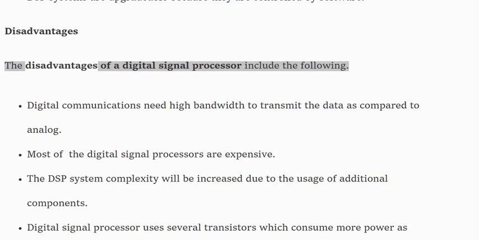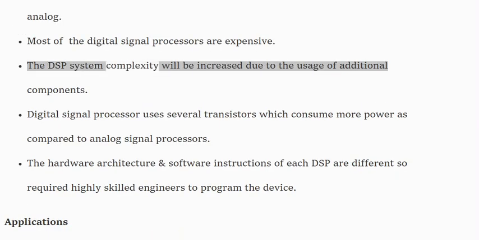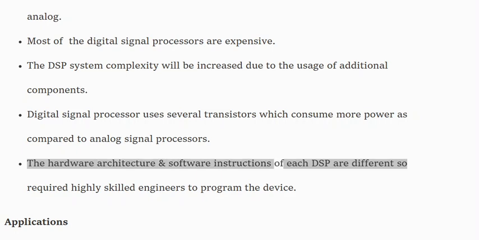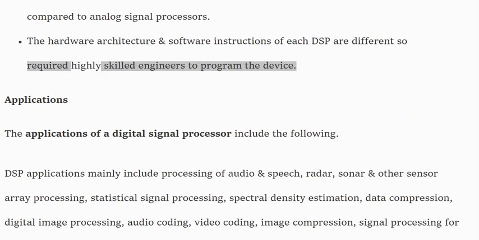Disadvantages. The disadvantages of a digital signal processor include the following. Digital communications need high bandwidth to transmit the data as compared to analog. Most of the digital signal processors are expensive. The DSP system complexity will be increased due to the usage of additional components. Digital signal processors use several transistors which consume more power as compared to analog signal processors. The hardware architecture and software instructions of each DSP are different, so highly skilled engineers are required to program the device.